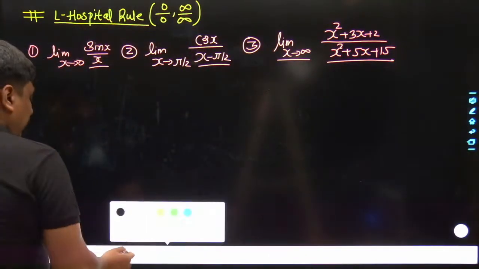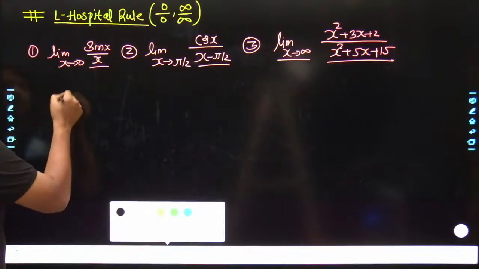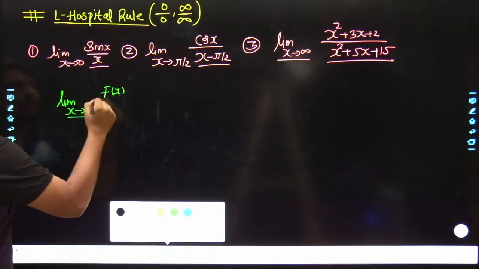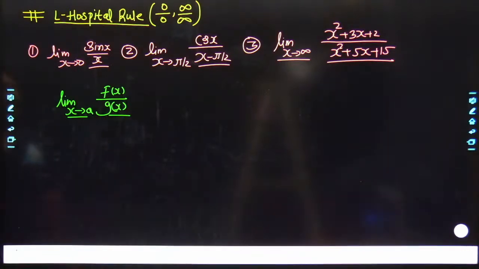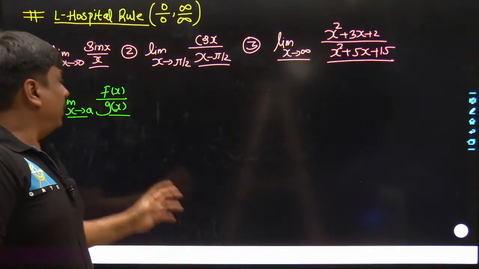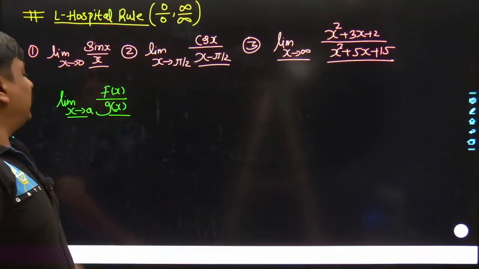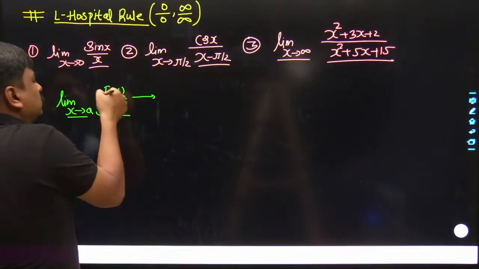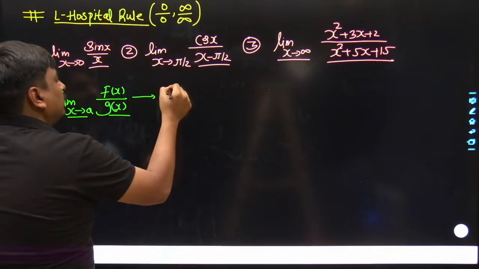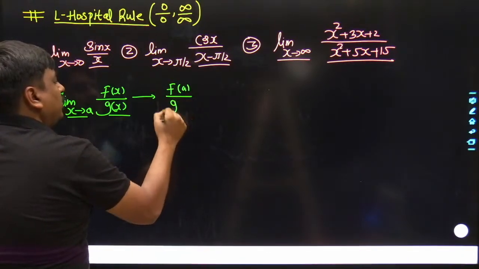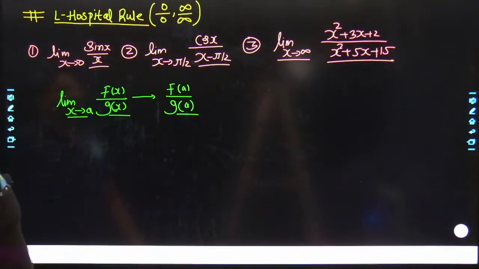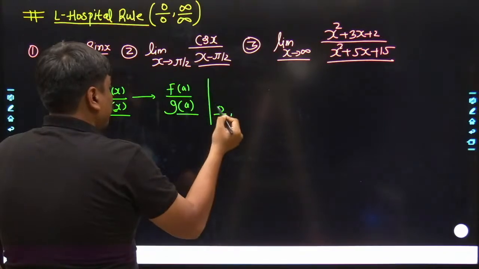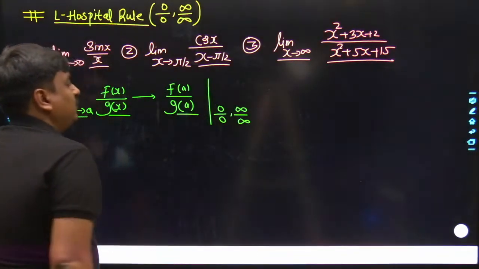So let me show how the L'Hospital rule gets applied. Many of us must know how it gets applied. Let's take a function formed by the division of two different functions, for the time being f of x and g of x. Once you feed x equals a into the numerator and denominator, we get the result in the indeterminate form 0 by 0 or infinity by infinity.